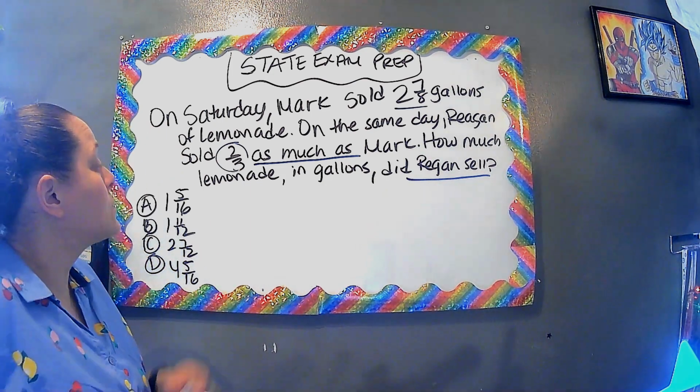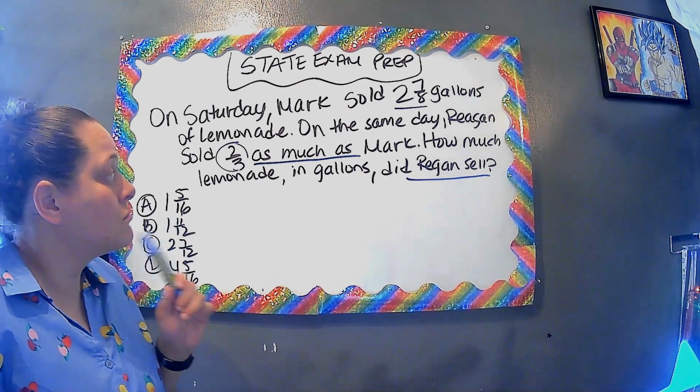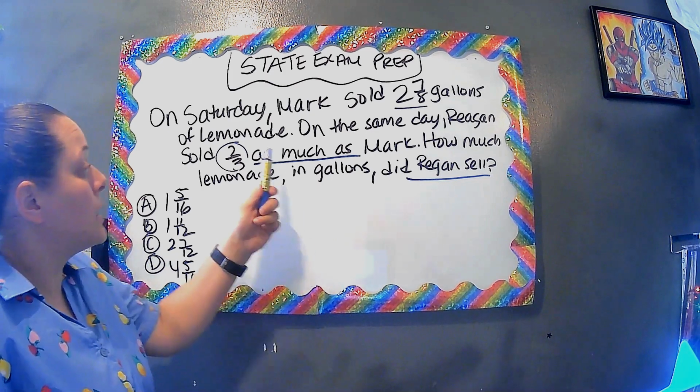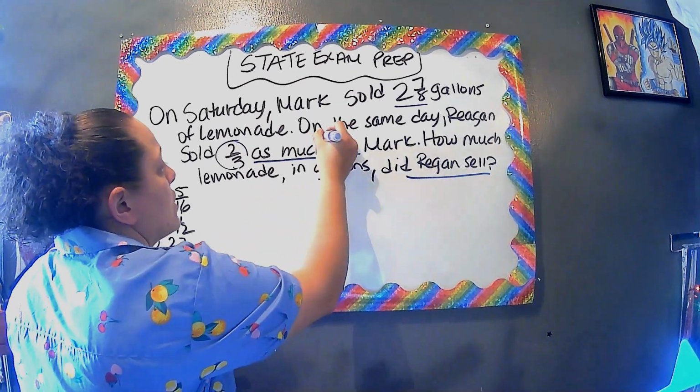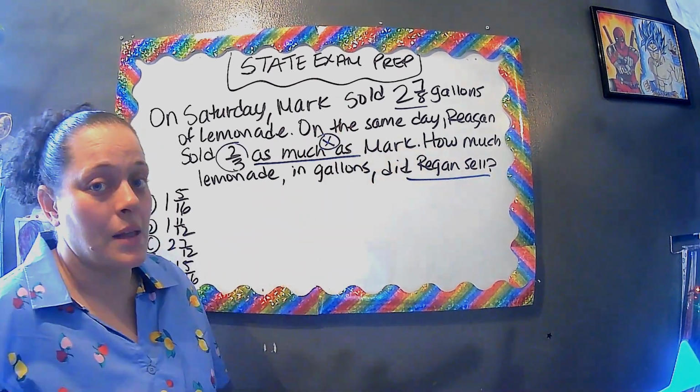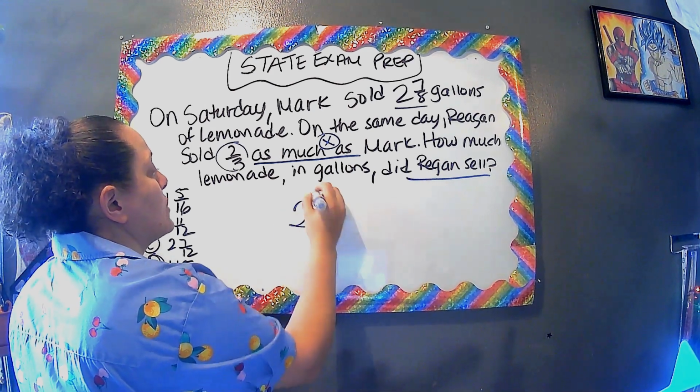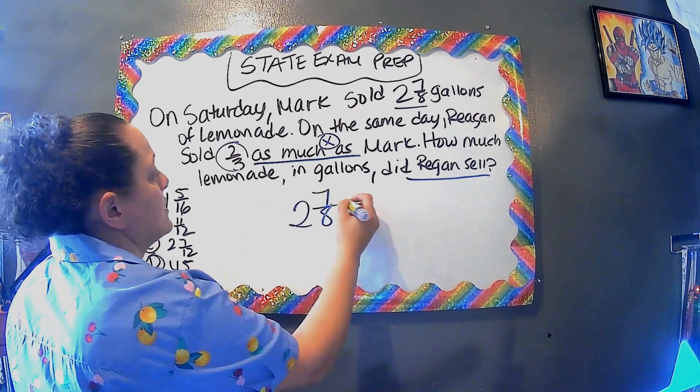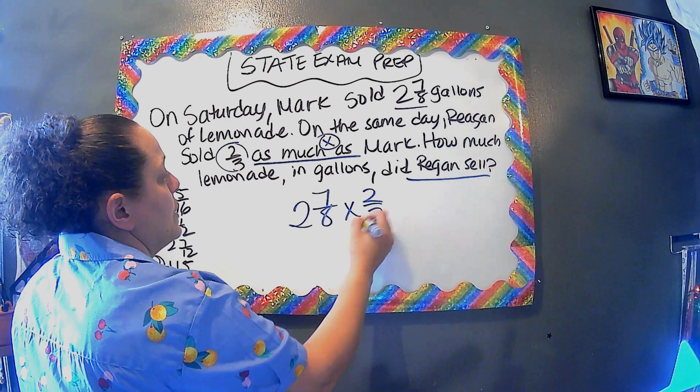So in this case, we are going to have to do multiplication. As much as, I'll put a little x here so you can see that means multiply. So we're going to multiply 2 7/8 times 2/3.